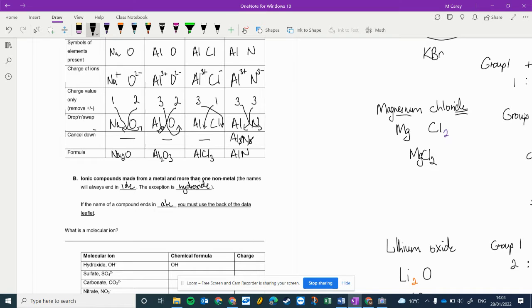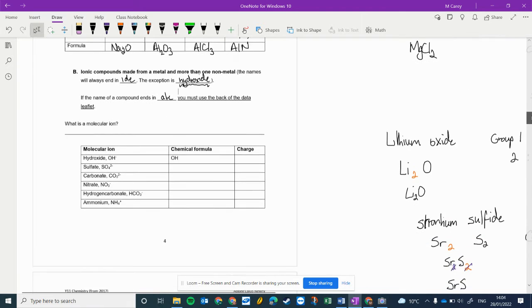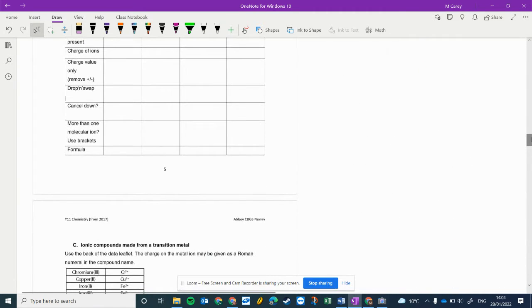All right, IDE. Now the exception is hydroxide. So we'll come across that in this next part, because actually hydroxide is made from hydrogen and oxygen. So it qualifies for the next thing, which is ionic compounds, or compounds formed from a metal and more than one non-metal. So how do we name these? First of all, how do we know that we're looking at such a thing? They will end in ATE.